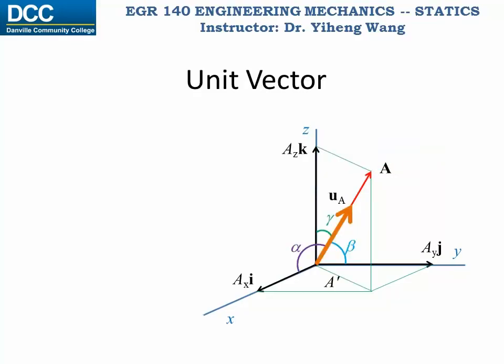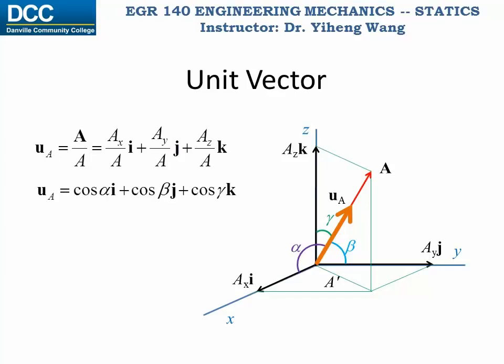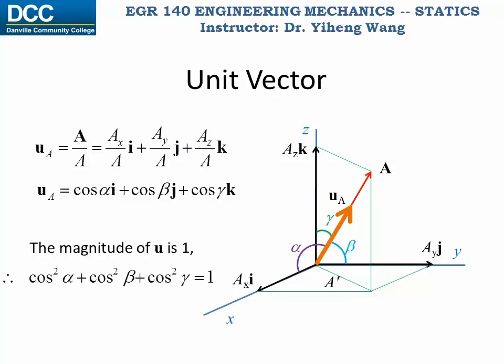And then, because the unit vector of vector A, UA, equals vector A divided by its magnitude, UA can be derived as AX over A times i plus AY over A times j plus AZ over A times k. Or UA equals cosine alpha i plus cosine beta j plus cosine gamma k. And since the magnitude of a unit vector is always 1, we can come to the conclusion that the sum of the cosine squared of the three coordinate direction angles for any Cartesian vector must equal 1.